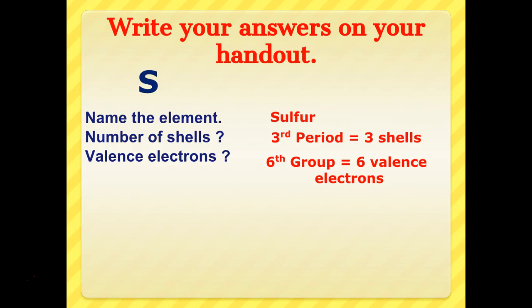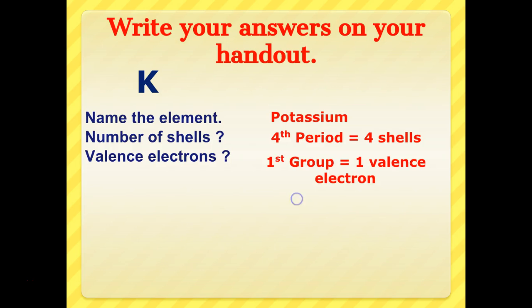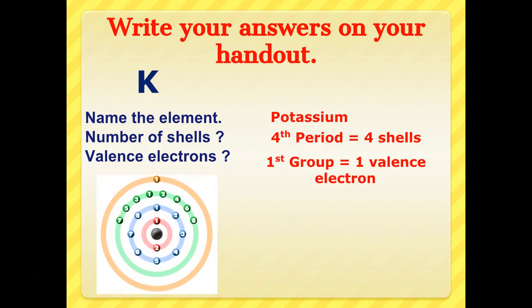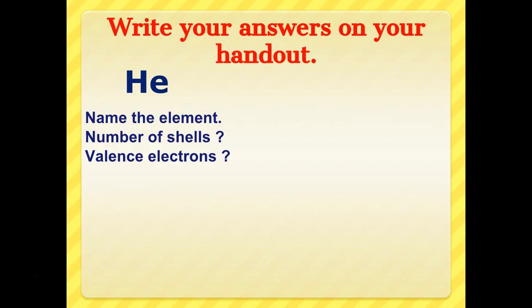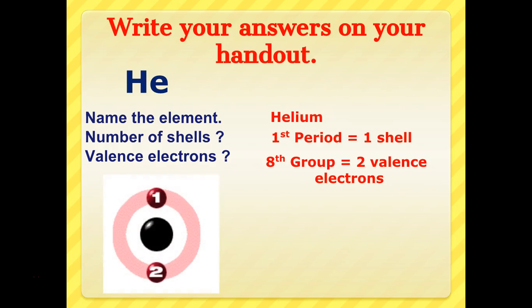Our next element is sulfur. Sulfur would have 3 shells and 6 valence electrons. And then we have potassium. This has 4 shells and 1 valence electron. And helium. This would have 1 shell and 2 valence electrons.